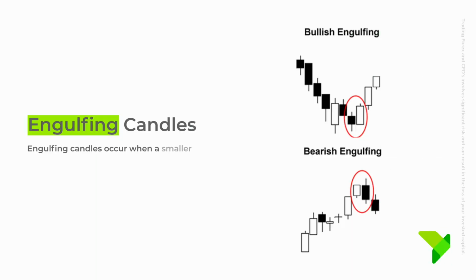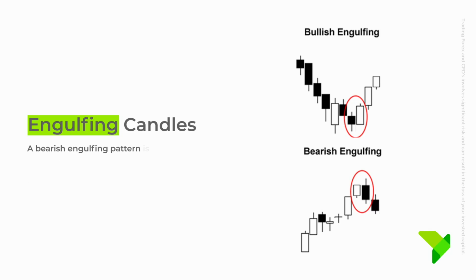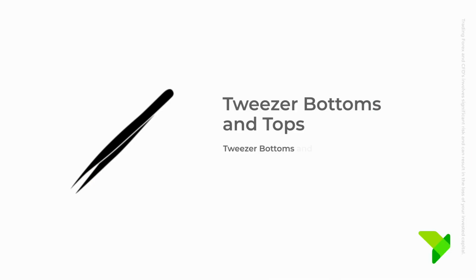Engulfing candles occur when a smaller candle is followed by a larger one. A bullish engulfing pattern happens when a bearish candle is followed by a larger bullish candle, signaling potential upward movement. A bearish engulfing pattern is the reverse, where a bullish candle is followed by a larger bearish candle, indicating potential downward momentum. Tweezer bottoms and tops consist of 2 candles.